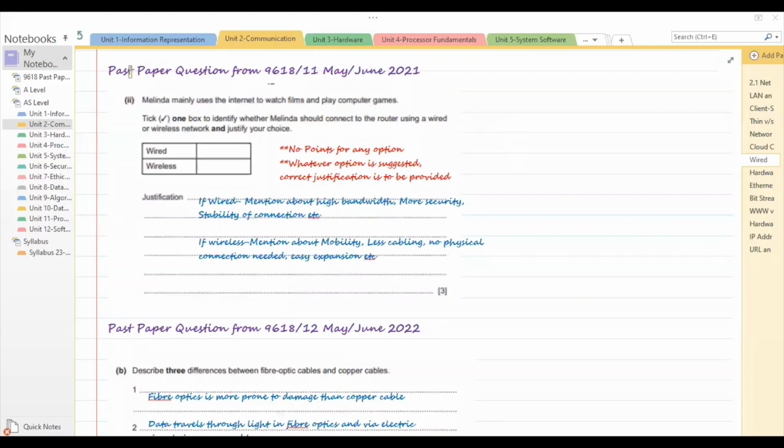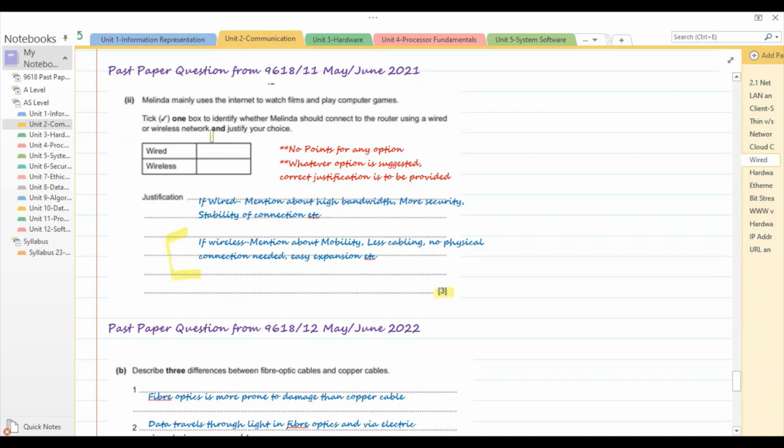Okay, let's have a look at some past paper questions now. The question is, Melinda mainly uses the internet to watch films and play computer games. Pick one box to identify whether Melinda should connect to the router using a wired or wireless network and justify your choice. So here, the main thing is no points are given for any option. Whatever option is suggested, correct justification is to be provided. If you take wired and write correct justification for that, you'll get your marks. If you take wireless and write correct justification for that, you'll get your marks for that.